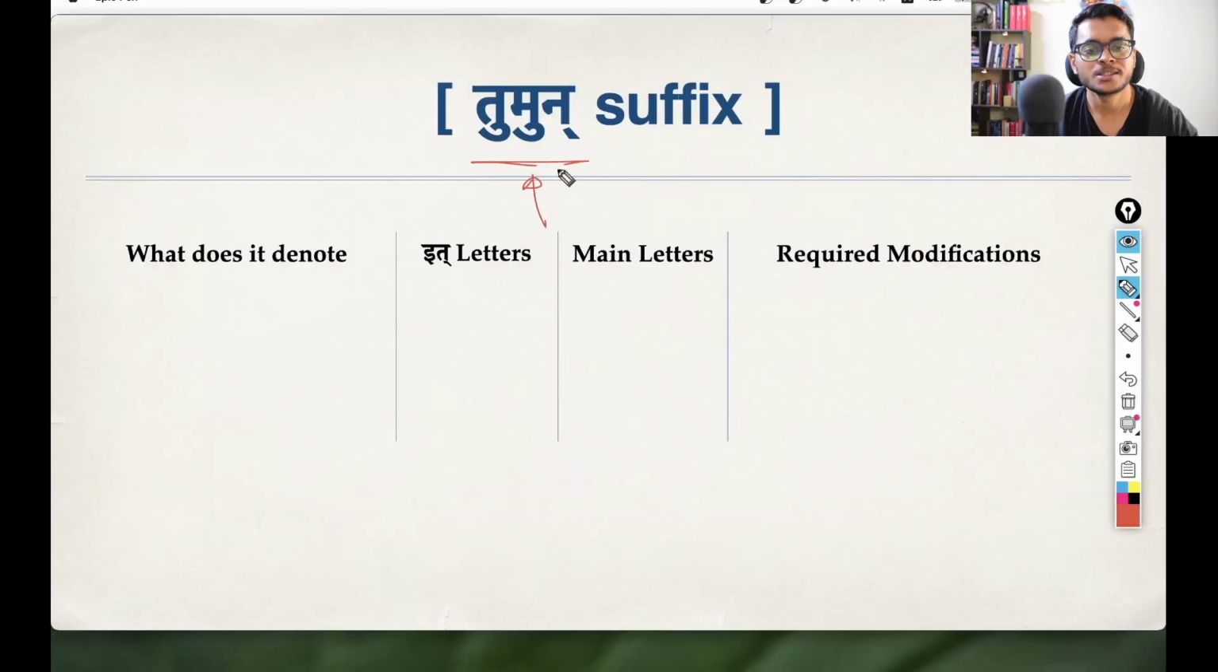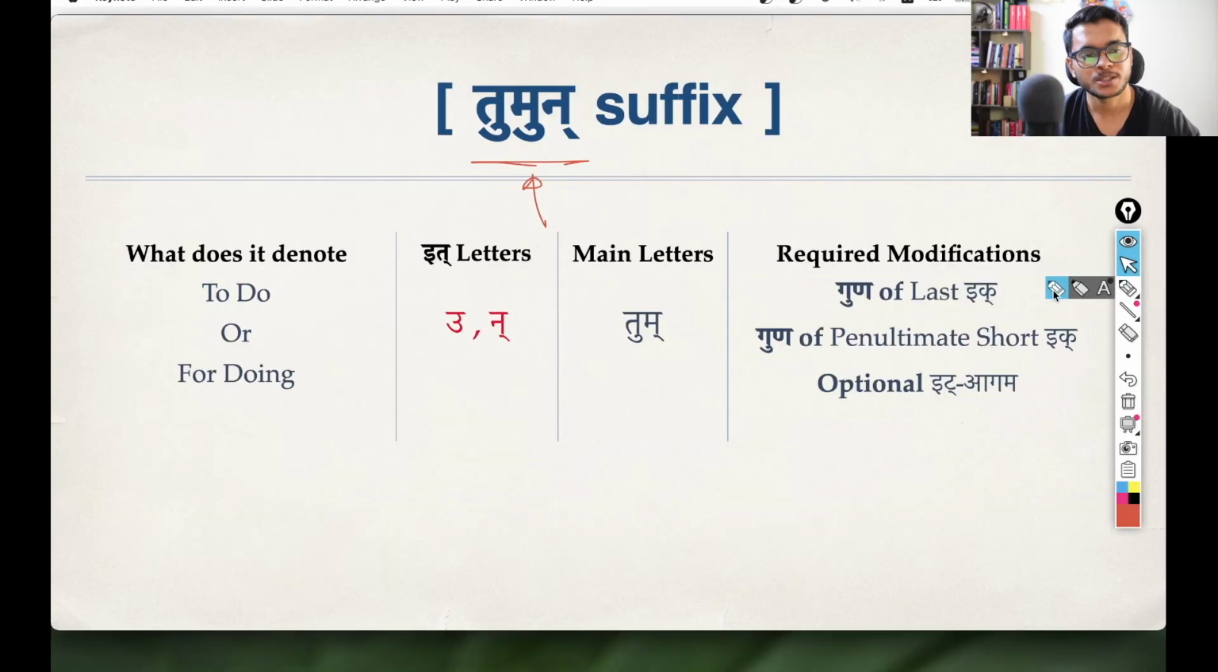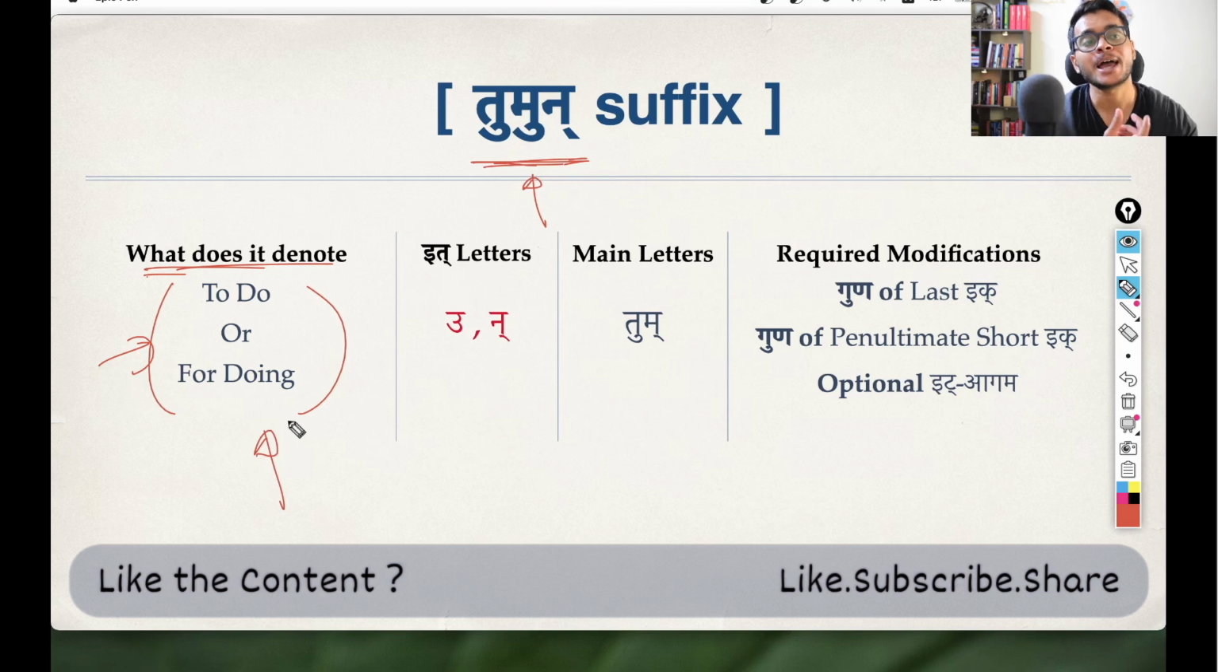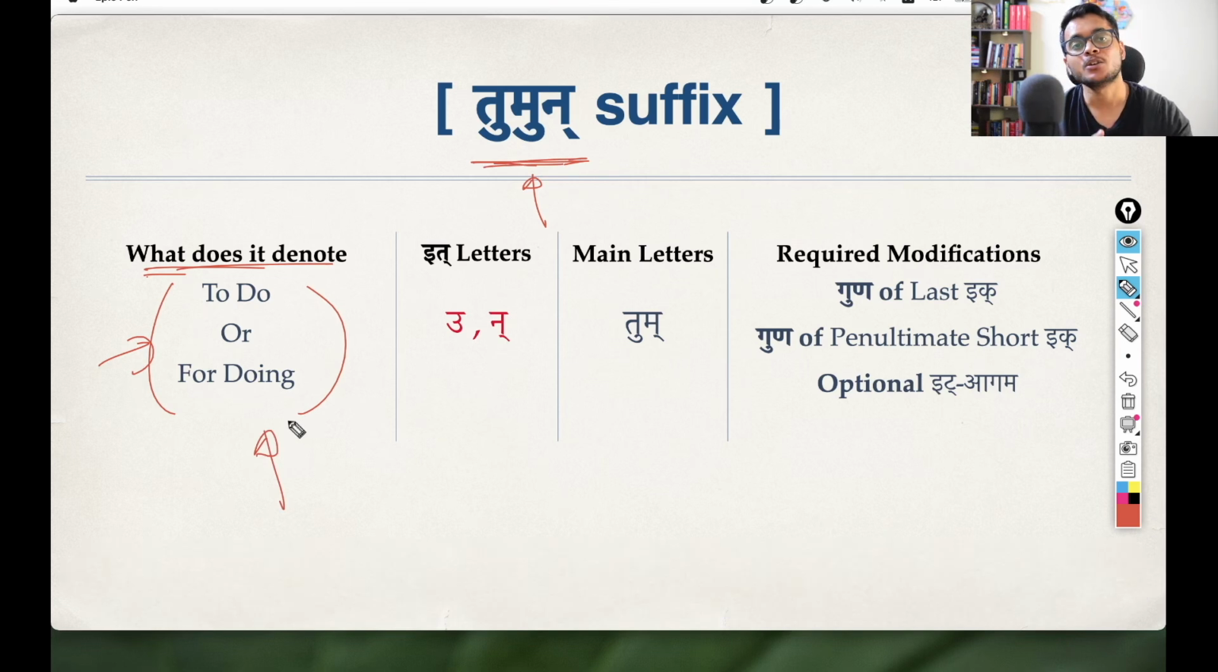Okay, and now these many examples are enough for the lyap suffix also. So we wrap up the twa and lyap suffix. And now let us take one more suffix that also creates an avyay, an indeclinable, from a dhatu. And our last suffix for the day is this tumun suffix. Okay. So let us see the details of the tumun suffix. So what does it denote? It denotes the sense of to do or for doing. Basically the purpose of the action or the desire to do that action.